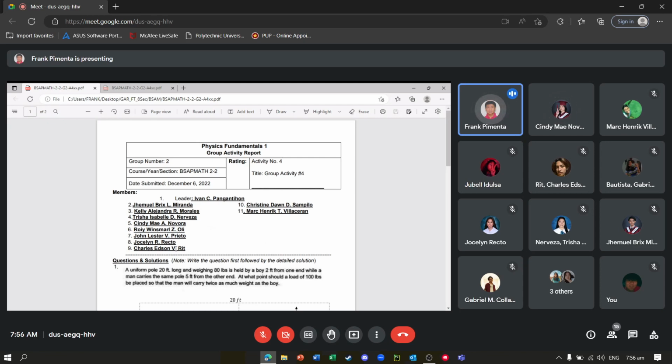Nandito ito ang mga members. Okay. Wala pa ba si leader, Ivan? Wala pa po sir, pero kinokontak na po namin. Okay, better decide group 2. I want this report to be revised.